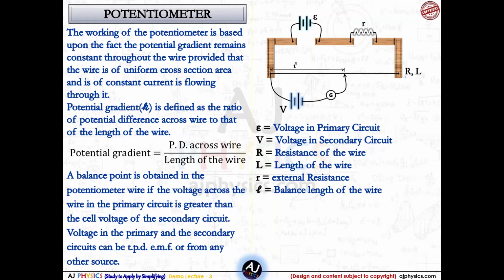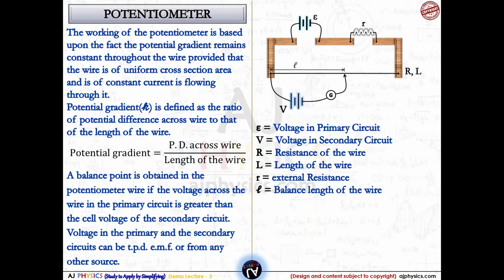R is the resistance of the wire. L is the length of the potentiometer wire. We have a zero end of the wire, and from this zero end we have the balance point. The potentiometer circuit has to be broken up into two parts: one is the primary part of the circuit, the next is the secondary. We'll discuss in detail.